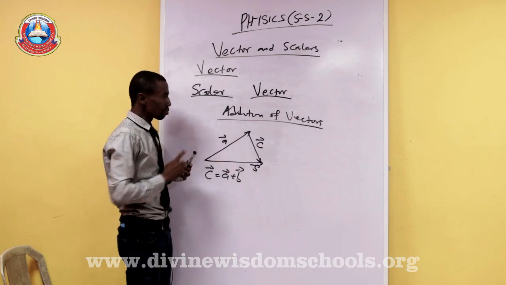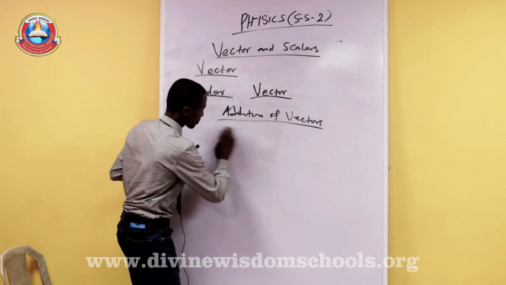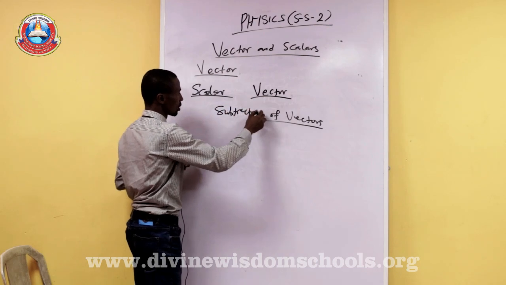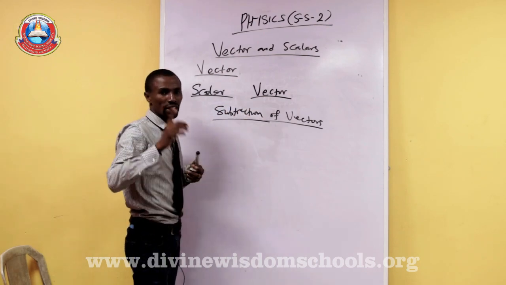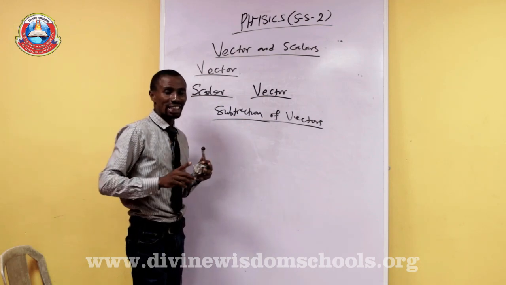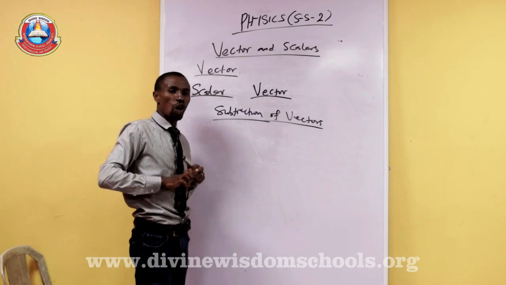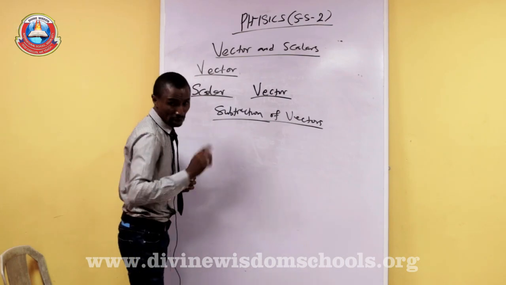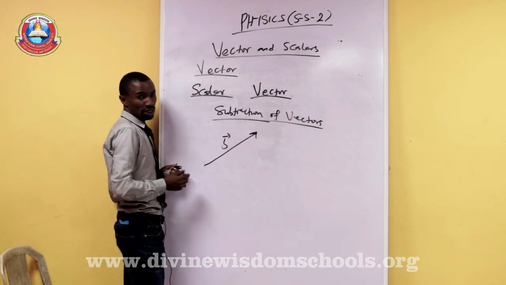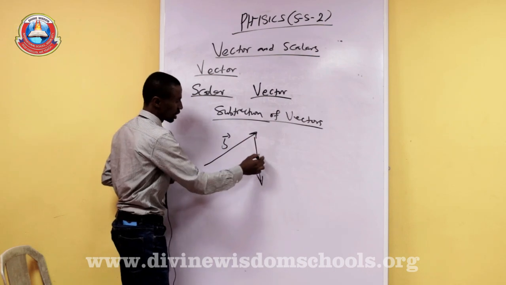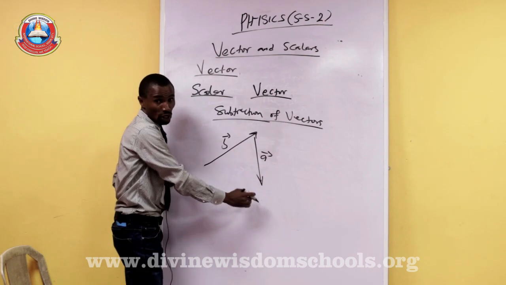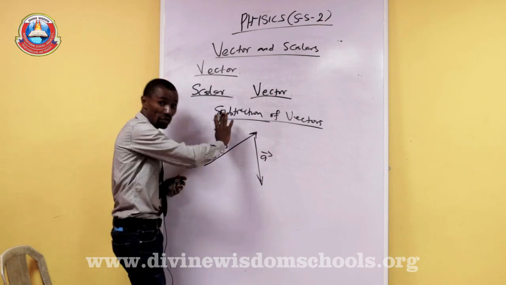So now let's talk about subtraction of vectors. Now, how do we subtract two vectors? The condition in subtracting two vectors is when they act in different directions, or in opposite directions. Now, let's imagine if I have another vector, let's say this is vector B, acting in this direction. Then I have another vector, this is vector A. You can see that this vector is going upward, while this one is coming downward. So the direction is different. So they move in different directions.